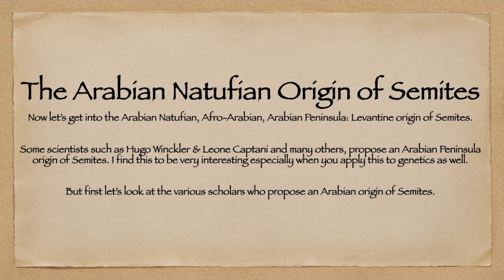Now let's get into the Arabian Natufian, or the Afro-Arabian, or the Arabian Peninsula Levantine origin of Semites. Some scientists, such as Hugo Winckler and Leone Caetani, and many others, propose an Arabian Peninsula origin of Semites. I find this to be very interesting, especially when you apply this to genetics as well. But first, let's look at the various scholars who propose an Arabian origin of Semites.